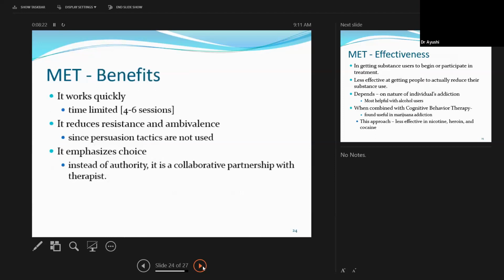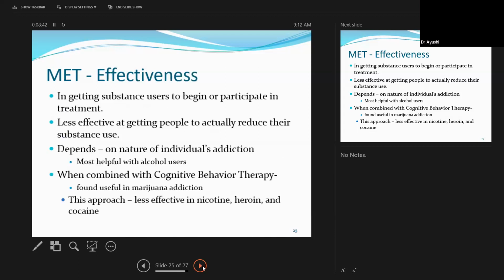The benefits are, it works quickly, as we discussed earlier, time limited, 4 to 6 sessions. It reduces resistance and ambivalence since persuasion tactics are not used. It emphasizes choice. Instead of authority, it is a collaborative partnership with the therapist.